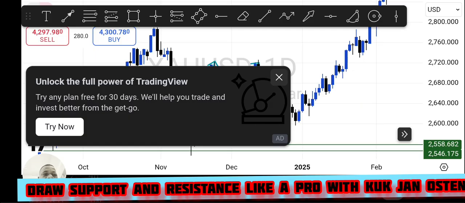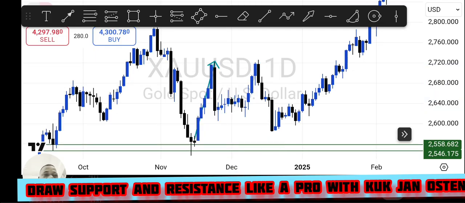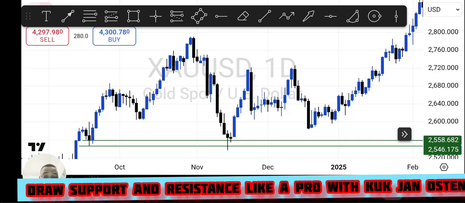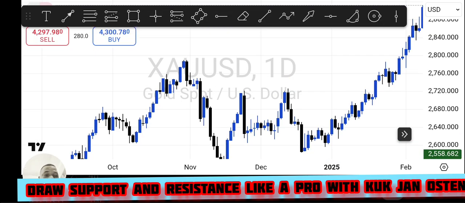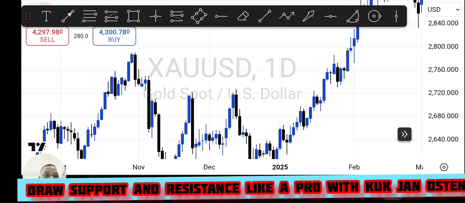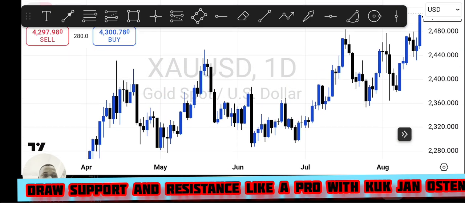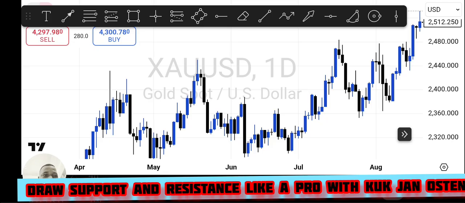So that's how we can identify a strong support zone. We mark the wick and the body. So how can we identify a strong resistance zone? I told you we mark the wick and the body. Let's look for a strong resistance zone where prices started falling off. So we are going to mark the wick and the body.